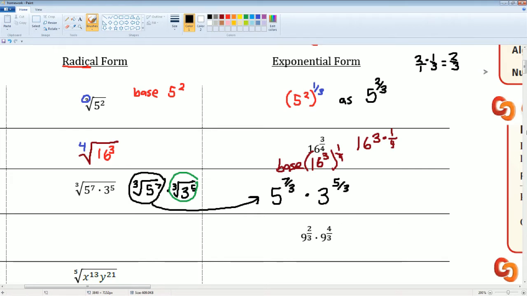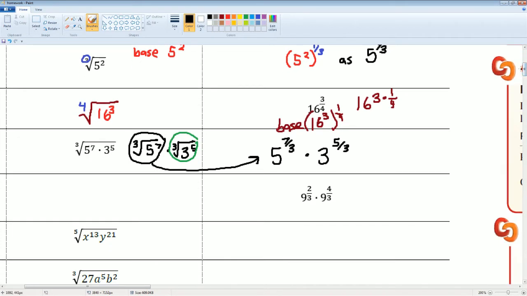Good? Okay. Here. Ooh, this is very interesting. This one has the same base. You could actually multiply them. Okay.